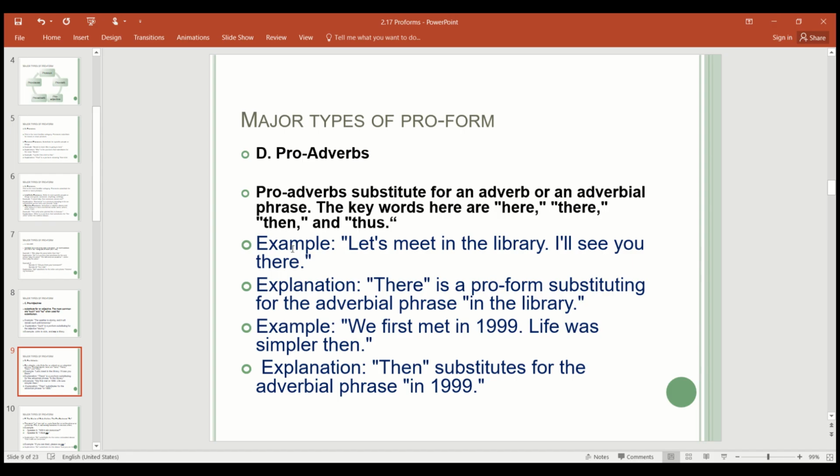For example, let's meet in the library. I will meet you there. There is a proform replacing the adverb of place, which is in the library.